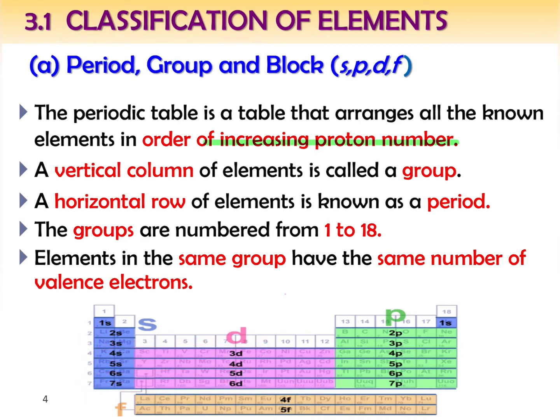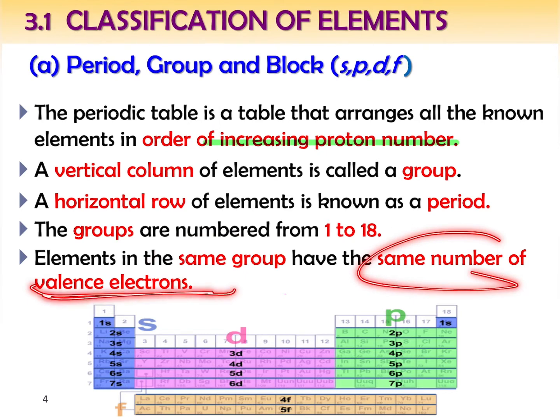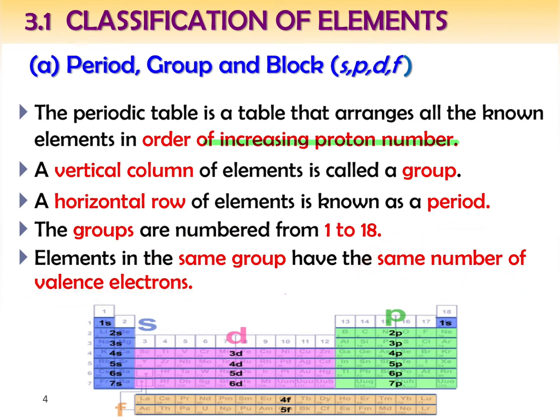Okay, so all the elements in the same group will have the same number of valence electron. So macam mana kita kelaskan the elements ikut group masing-masing based on the electronic configuration. And for the group, kita akan tengok same group means dia ada same valence electron. Okay, so yang kamu nampak SPDF ni, ini adalah block. Okay, so kita akan tengok after this.